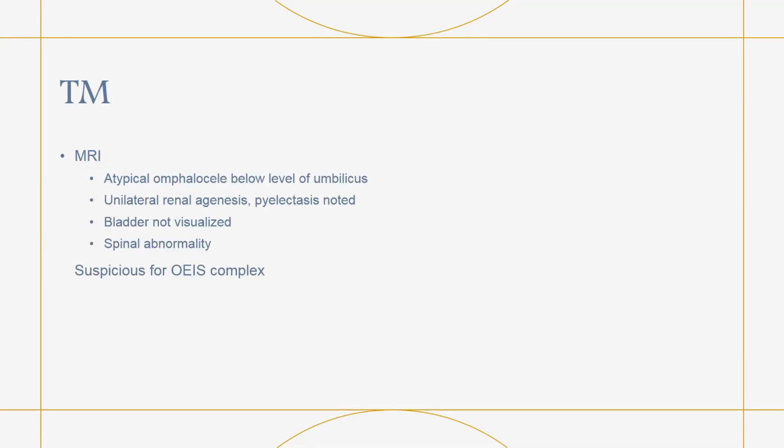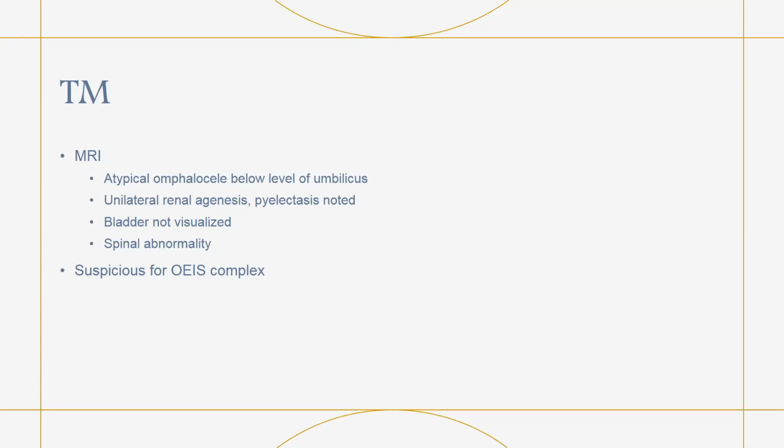And it came back for XY. So this was a male fetus. She then underwent an MRI, at the suggestion of our colleagues, because of the inability to confirm the sex of the fetus. And that showed the atypical omphalocele that was really below the level of the umbilicus, although it did include the abdominal cord insertion.